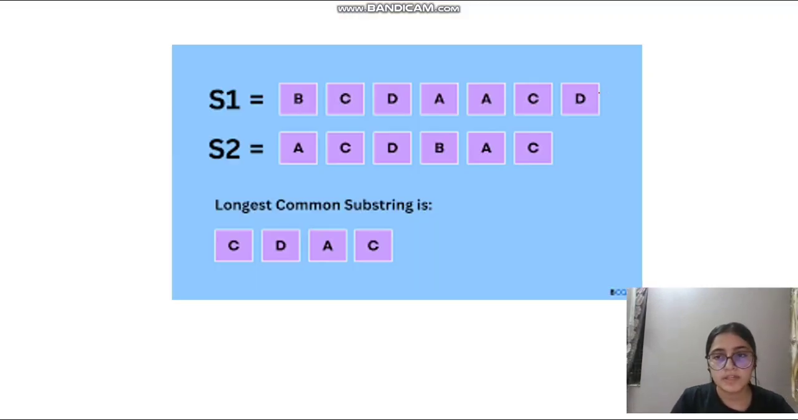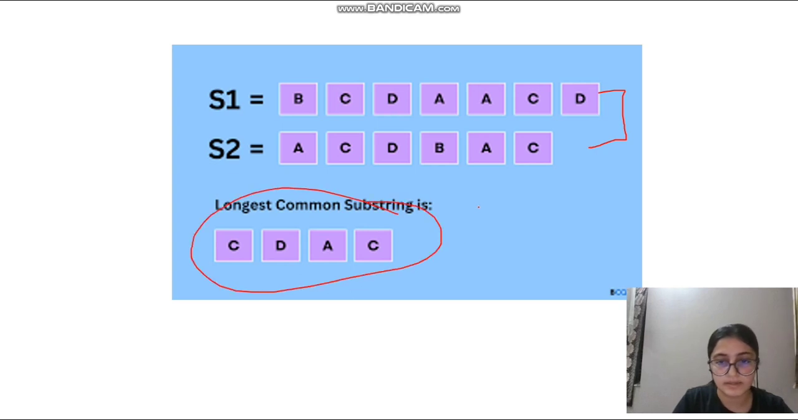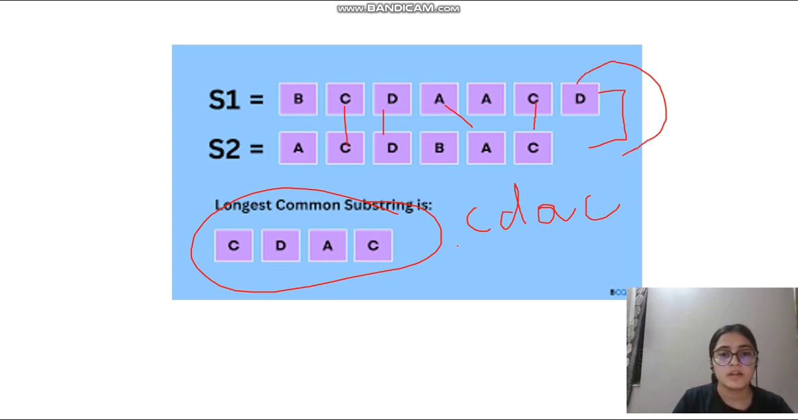So assume there are these two strings. Now if a user searches for CDAC, it will give us these two strings, because CDAC is common in both. C, D, AC is the common substring for these two strings. That's how we can search any contact or message faster.